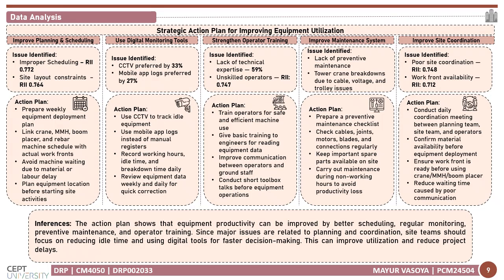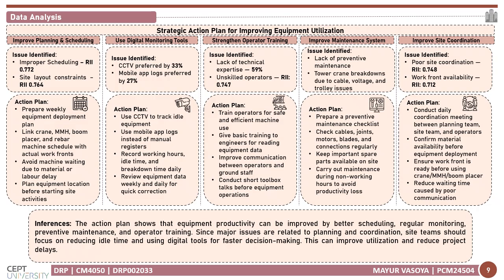The fifth action area is improving site coordination. Poor site coordination had an RRI value of 0.748 and work front availability had an RRI value of 0.712. To address this, a daily coordination meeting between the planning team, site team, and equipment operators should be conducted. Before equipment deployment, the team should confirm material availability, labor readiness, and work front clearance.